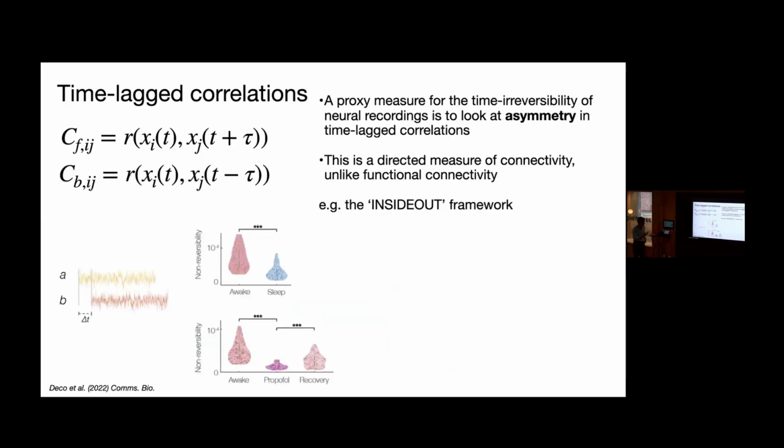Yeah, another really simple method, something you can apply in minutes, was developed by Gustavo Deco's lab, which they call INSIDEOUT. And they basically look at time lag correlations. And we've seen some talks about time lag correlations, but this is one thing you can use them for, is to measure the level of irreversibility. So you measure the correlation of one variable with a forward lag, and then you measure it with a backward lag. And if this is asymmetric, then you'd say there's time irreversibility. And if it's symmetric, you say there isn't. And so using this, you can show that you have higher irreversibility awake versus asleep, or awake versus anesthesia in propofol. And it's quite easy and something you can really just run simply.